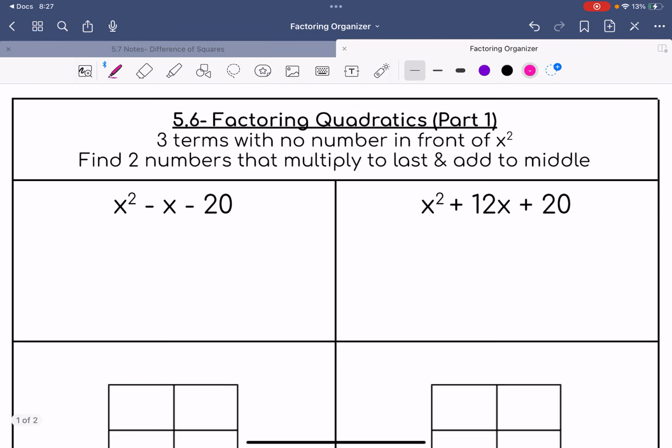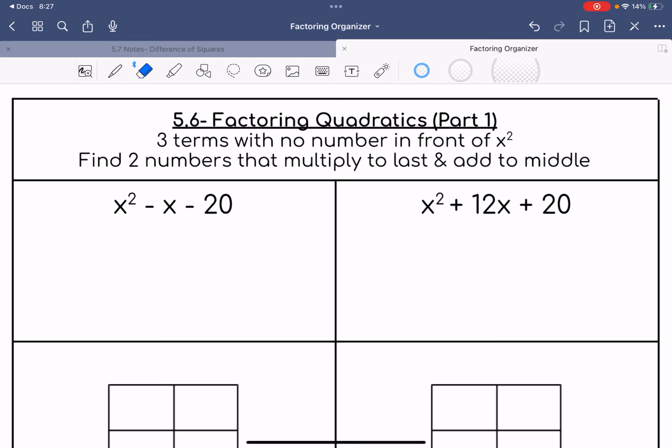Okay. We are back for 5.6. So 5.6 is factoring quadratics part 1. We used this when there were 3 terms with no number in front of x. So if you look right here on our x squared, there's an imaginary 1 there. I'm going to take it away, but there's an imaginary 1 there. There's not a coefficient other than 1 there.